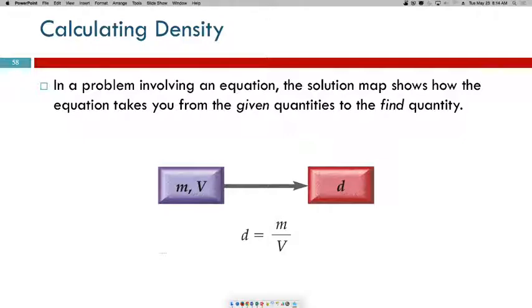So we'll be doing problems involving density. The solution map here, when we're calculating a density, involves an equation rather than a conversion factor. You're starting with a mass and a volume, like we just did, and to calculate the density, we need to use an equation.